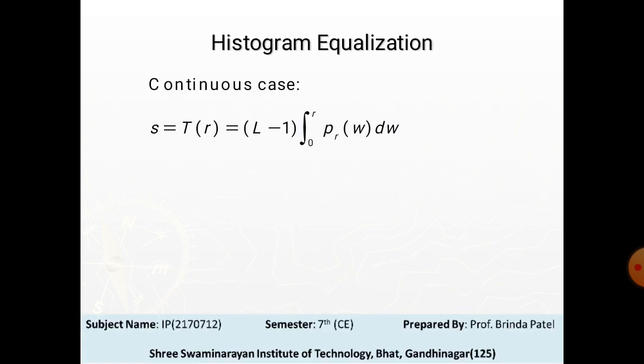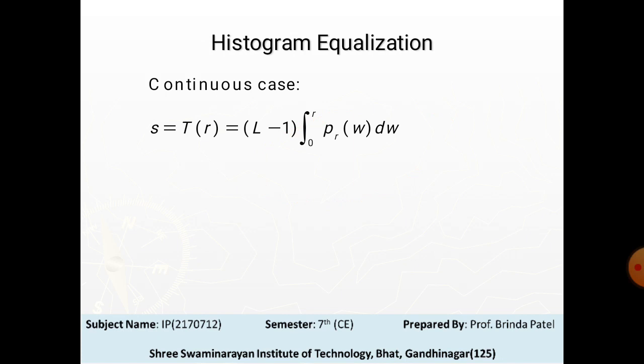So we recognize p_s(s) in the last line of this equation as a uniform probability density function. So we have demonstrated that performing the intensity transformation in this equation yields the random variable s characterized by a uniform PDF.